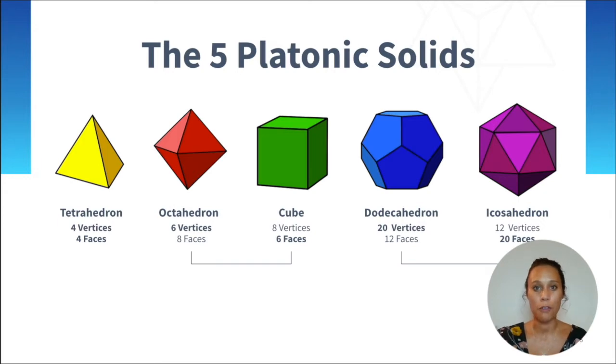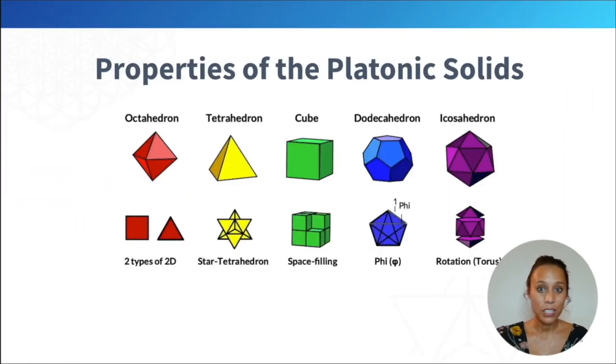You only have 5, and that's why it is quite a mystery. So what are the properties of these Platonic solids? On the one hand, it's quite interesting, this octahedron, you see it actually has these triangle faces, but you can also see that when you look at it from the side, it actually has squares inside as well.